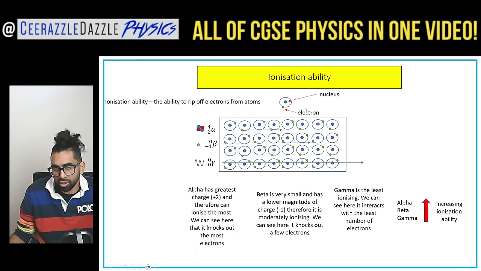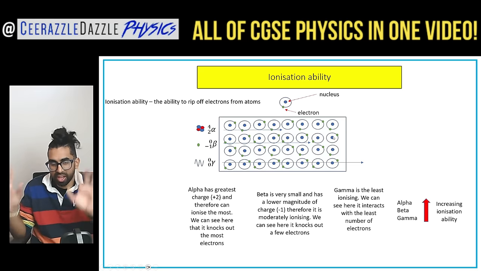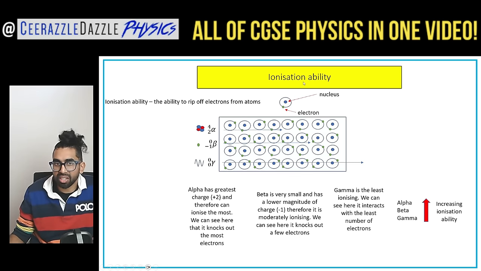Ionization ability. I usually use this to explain ionization ability. We can see that we've got alpha, beta, and gamma, and let's say we fire them through a group of atoms over here. First of all, to ionize something is to rip off an electron from an atom. So as the alpha particle moves through it, because it has a charge of +2, it can knock out the most electrons, so that's why it's highly ionizing, but it travels the least distance.